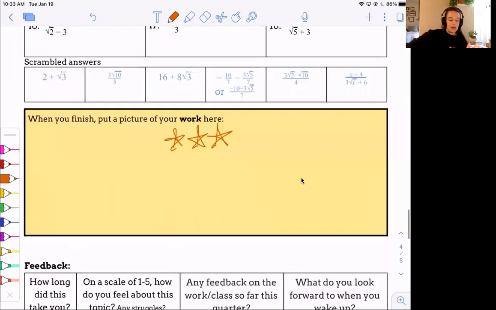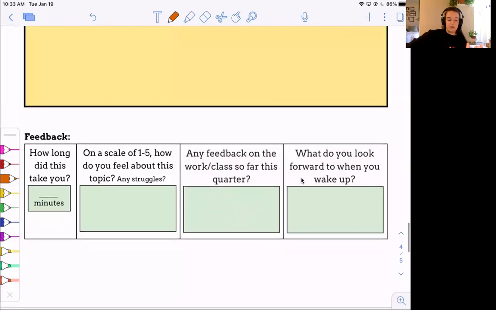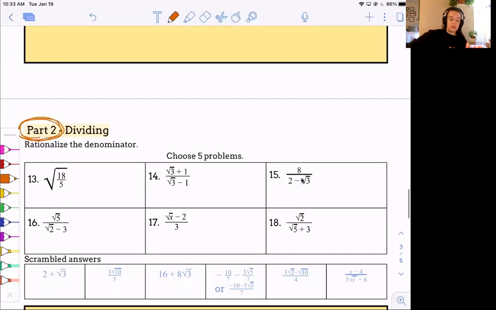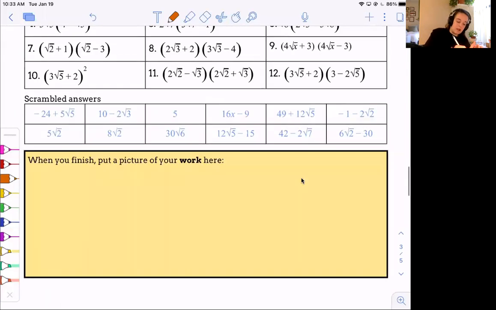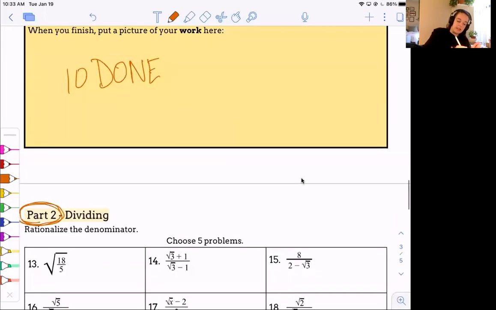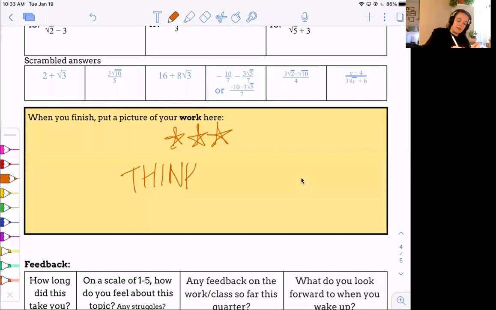Okay. And then you have your feedback there. So there's not a checkout quiz or anything. So you should be pretty good. I'm going to expect these 10 problems are done. For part 2, I'm expecting to see good thinking. I'm not expecting to see correct answers.